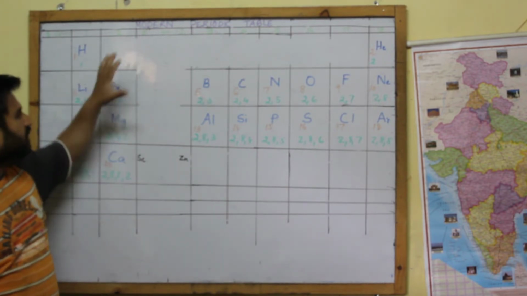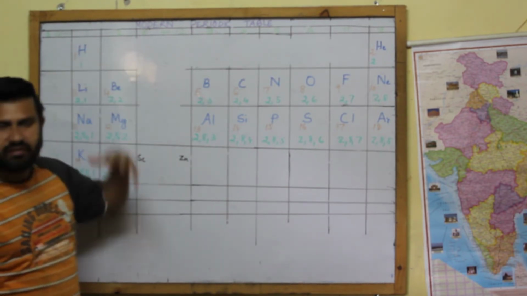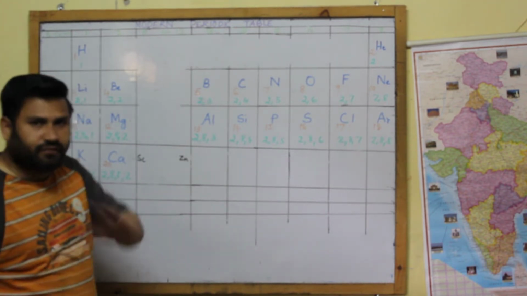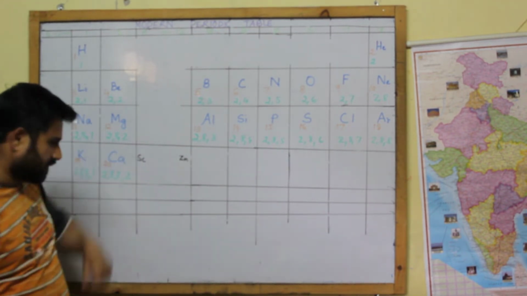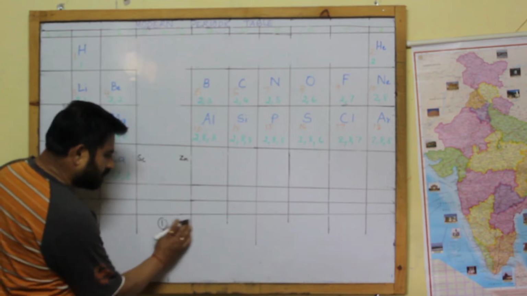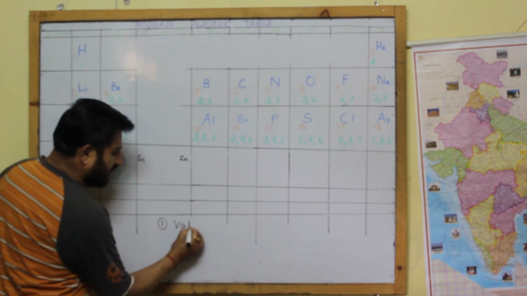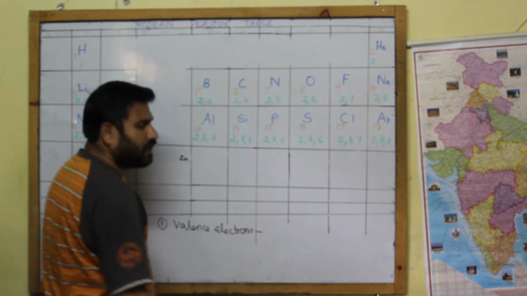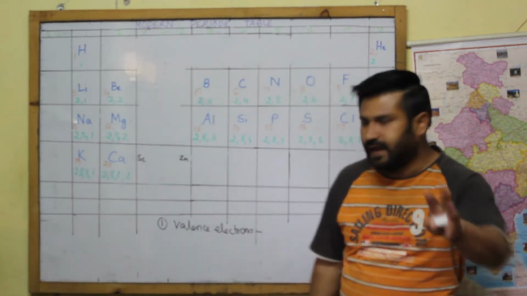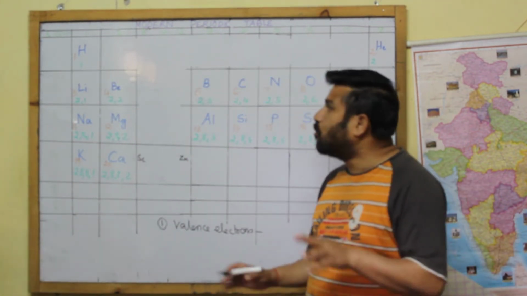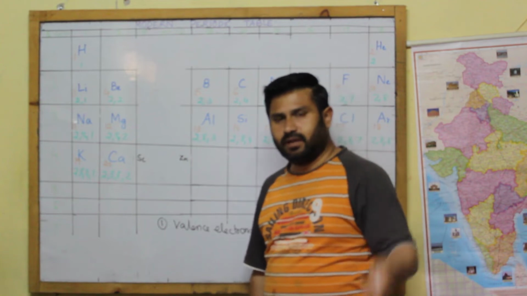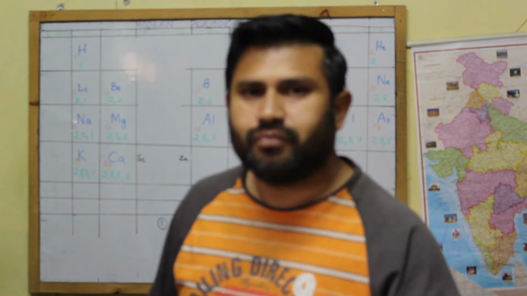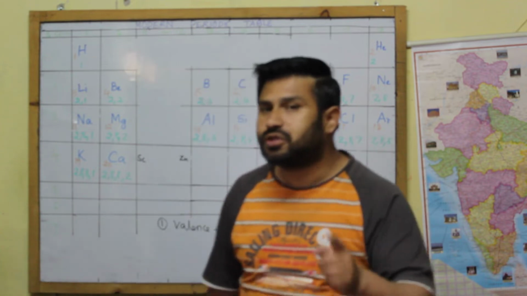Why do we need this? We need it just to explain how the variation takes place in a periodic table. To first understand the variation, let's talk about the first property, the valence electrons. What are valence electrons? The electrons which are present in the outermost shell. Once again, valence electrons are the electrons present in the outermost shell.